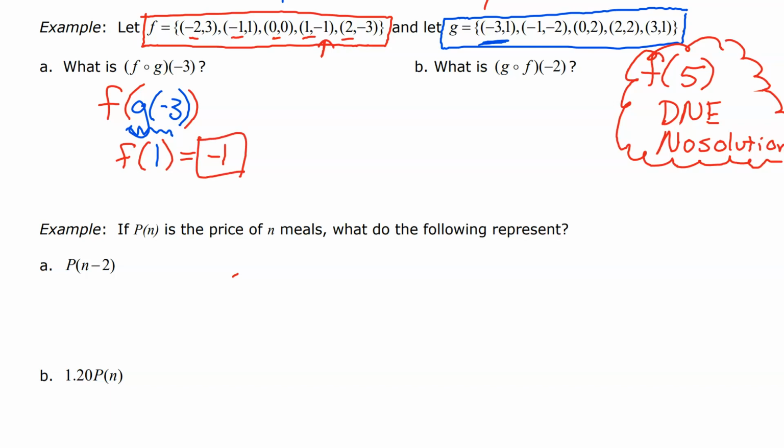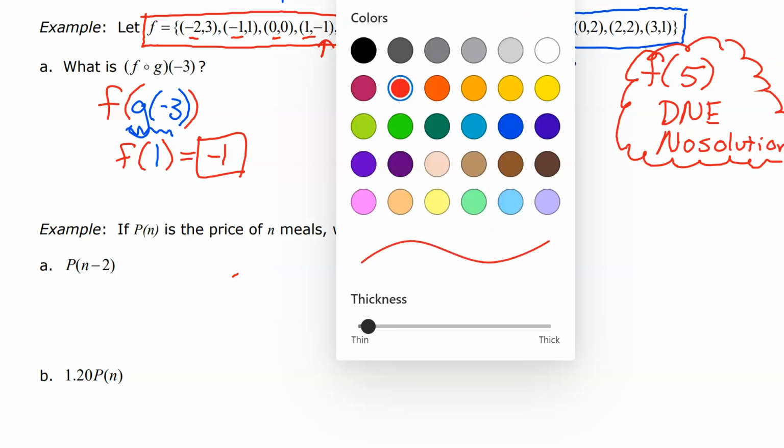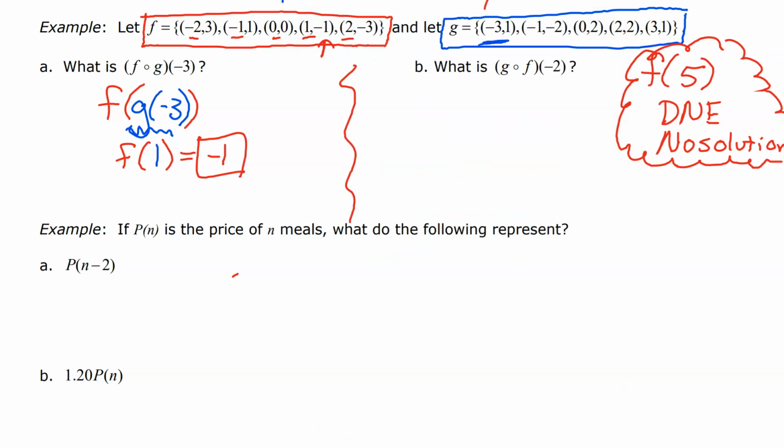Okay, so looking at b, we need to go ahead and rewrite this as a composition of functions. So I need to start off with g. It is g of f of negative 2. Notice how I always start off by saying it out loud. It helps me write it down.